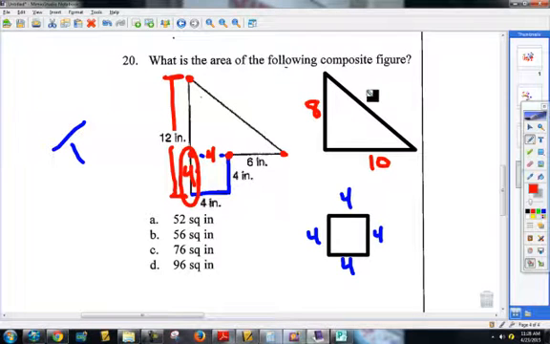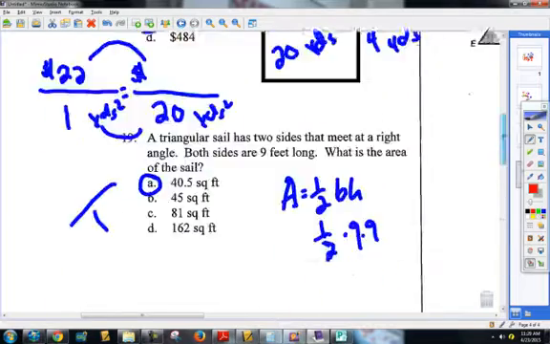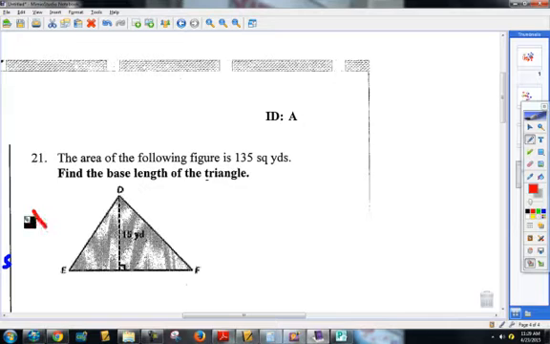So I know that my area, 1/2 base times height, is going to be 40 inches squared there, and it's going to be 16 inches squared there. 40 plus 16 is going to give me 56 square inches. Okay? And the last question is only worth 1 as well.